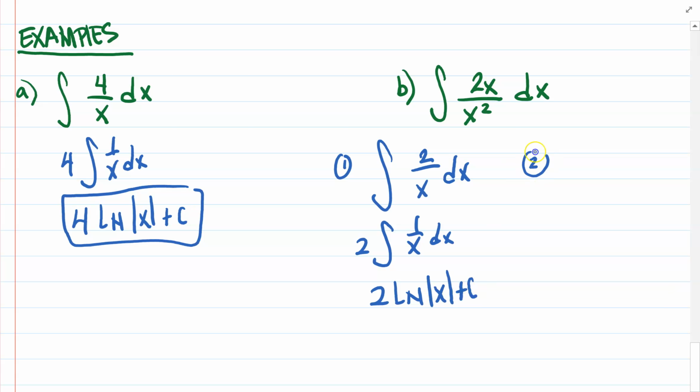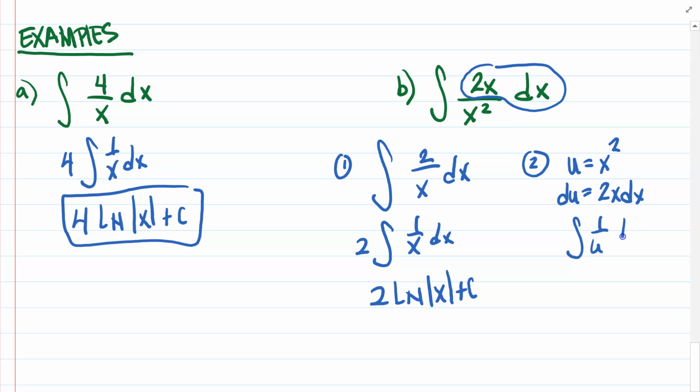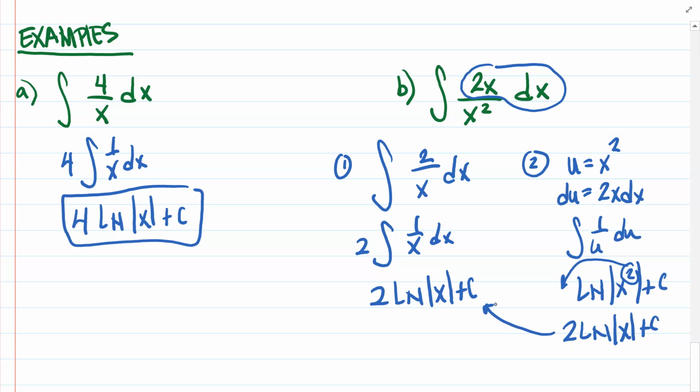But let's say you didn't see that, and let's say you did a u substitution. Let's let u be equal to x squared, okay? Then du is equal to 2x dx. And notice you have a 2x dx right there. So this just becomes the integral of 1 over u du, which then becomes the natural log of x squared plus c. And don't forget your rules of exponents. In logs, this can come down front and give you 2 natural log x plus c, which is exactly what we got over there. So 2 different ways to do that one, which is kind of fun.